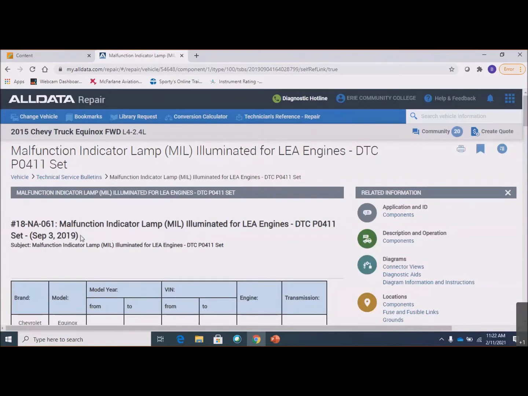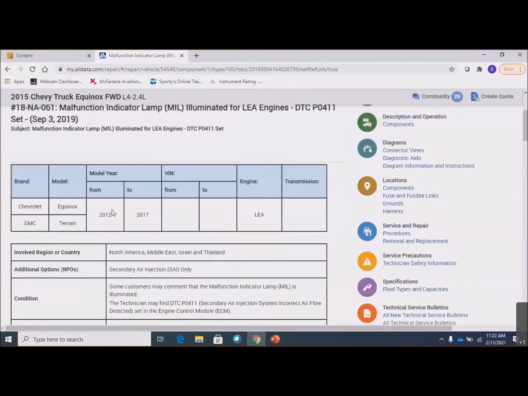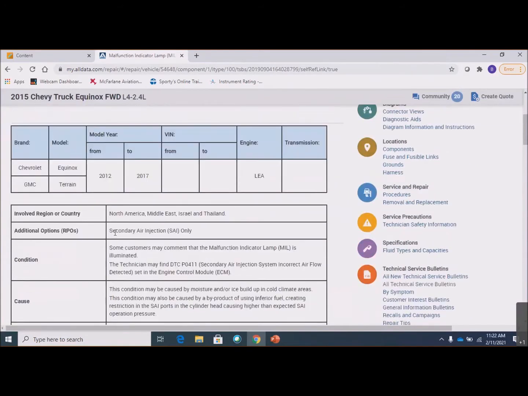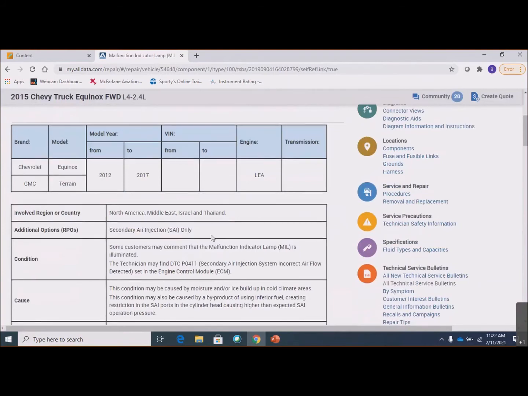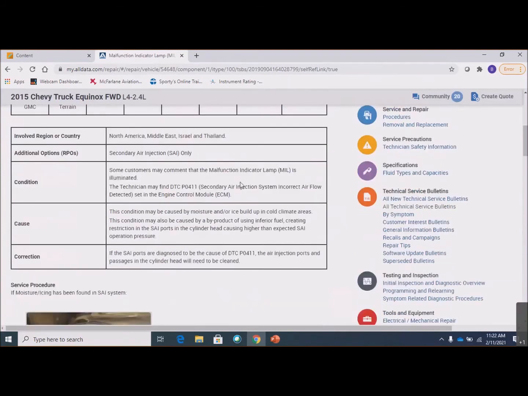This came out a little more than a year, a year and a half ago, right? Chevy Equinox 12 to 17. This is the correct engine. It does have secondary air. So some customers may comment that the MIL is illuminated. The technician finds DTC P0411, incorrect airflow set in the ECM. And we did, right? And all the diagnostics checked out. Nothing wrong with the system, but we still have a code.